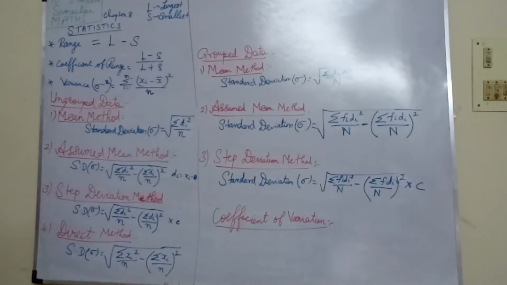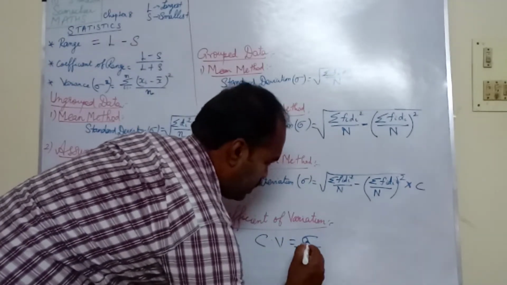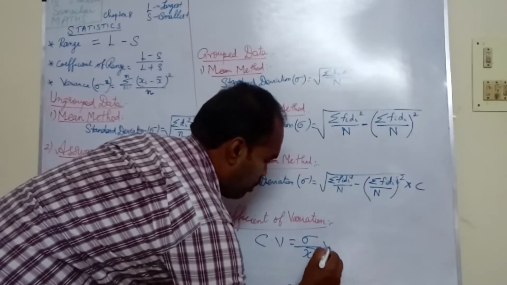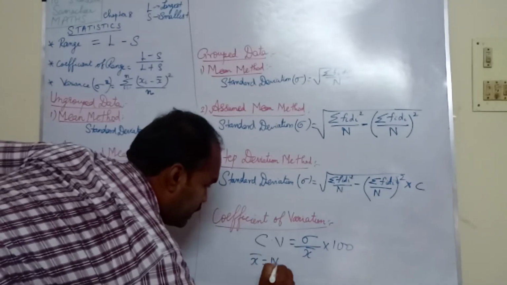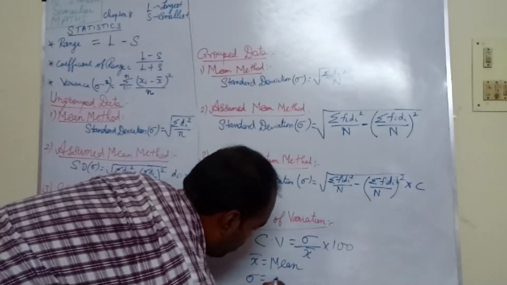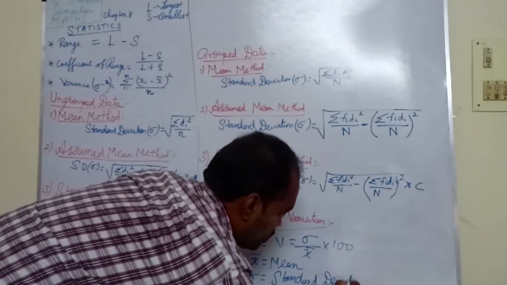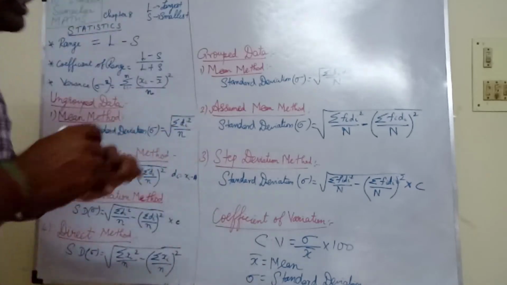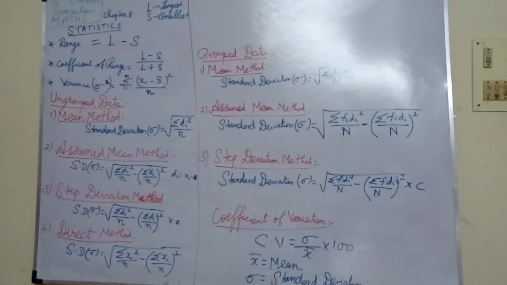For the coefficient of variation, how are we going to solve? Standard deviation by x bar into 100. X bar means the mean. This one is said to be the standard deviation. This is the formula which we need to read in the statistics chapter, and if you read this entire formula, we can solve easily.